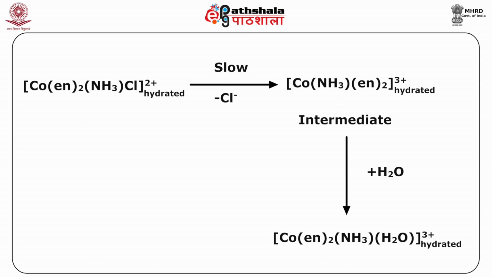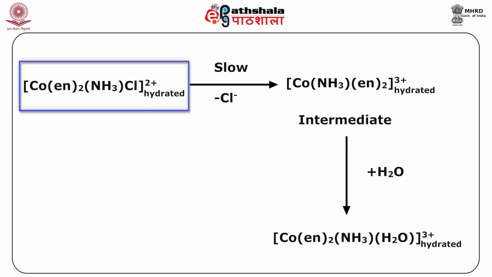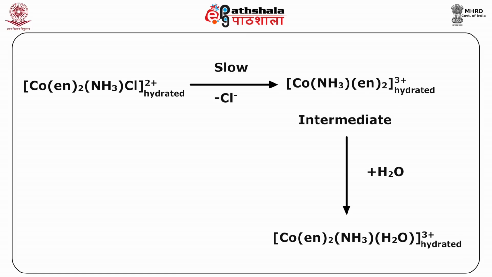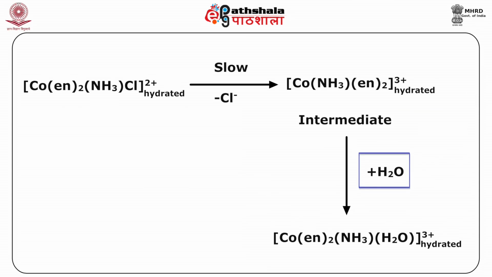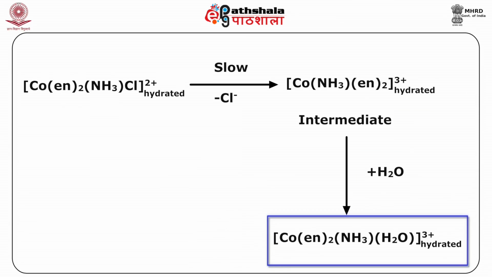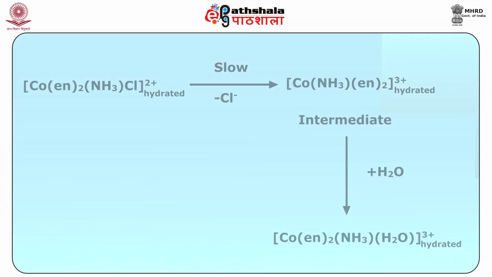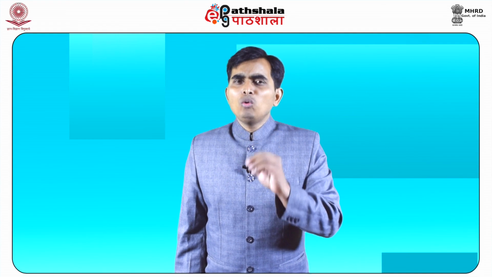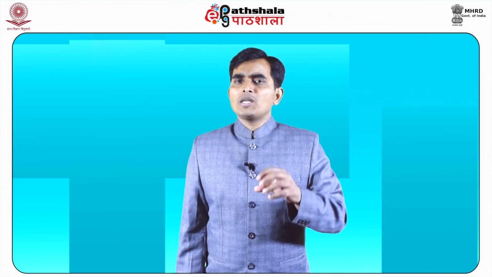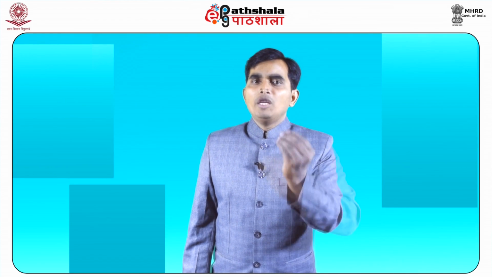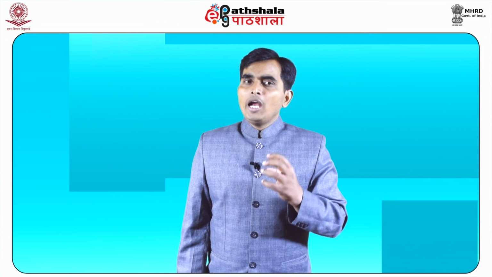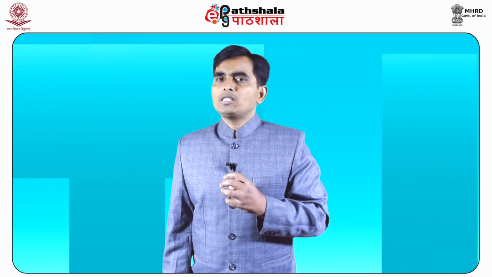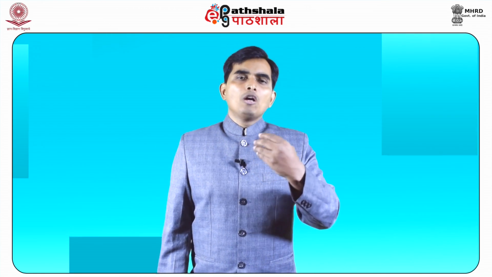While we have another reaction in which [Co(en)2(NH3)Cl]2+ hydrated, when decomposed it forms [Co(en)2(NH3)]3+, and when water is added to it, the product is [Co(en)2(NH3)H2O]3+. The intermediate [Co(en)2(NH3)]3+ of the chelated complex is bigger in size than the intermediate [Co(NH3)5]3+ of the non-chelated complex. Hence, the rate determining step of chelated complex would be slower than that of the non-chelated complex.